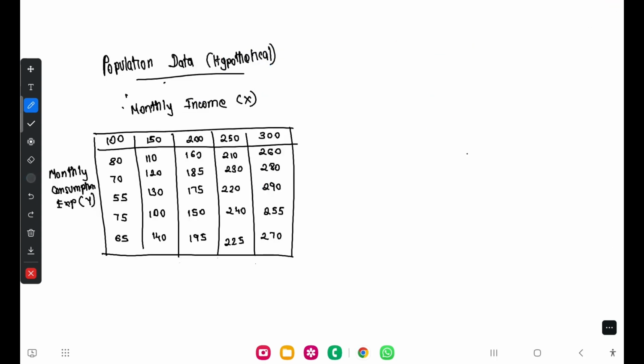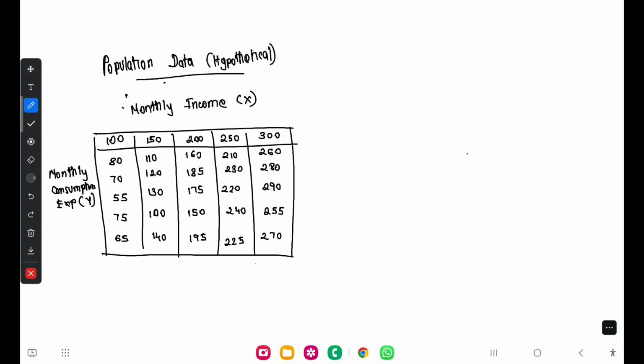Let me explain this through an example which I have over here. This is the population data which I've collected from some households. Altogether there are 5 this way and 5 this way, so 25 households. I've gone to 25 houses and asked their income and their corresponding monthly consumption expenditure. Income is X and expenditure is Y. As you can see, 100, 150, 200, 250 and 300 are the income levels, and there are 5 houses under each income level.